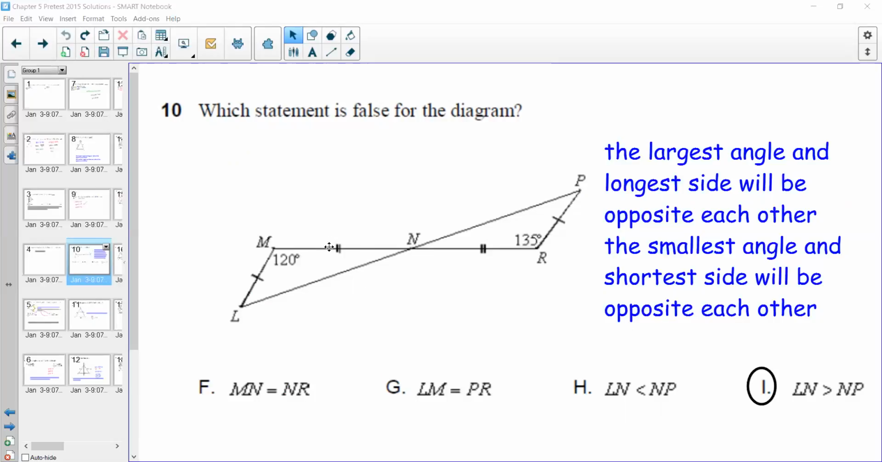Now again, the key, and I didn't mention this in the lesson, but the key in this one is the fact that these corresponding sides are congruent. If LM was longer or something like that, we would have a different situation. So we couldn't compare LN and PN unless we knew that LM and NM were congruent to RP and RN.